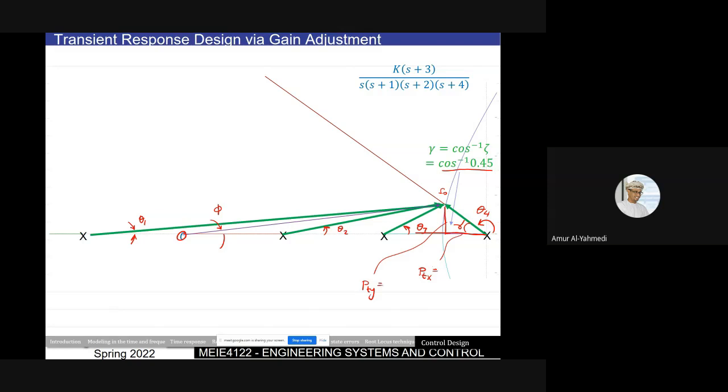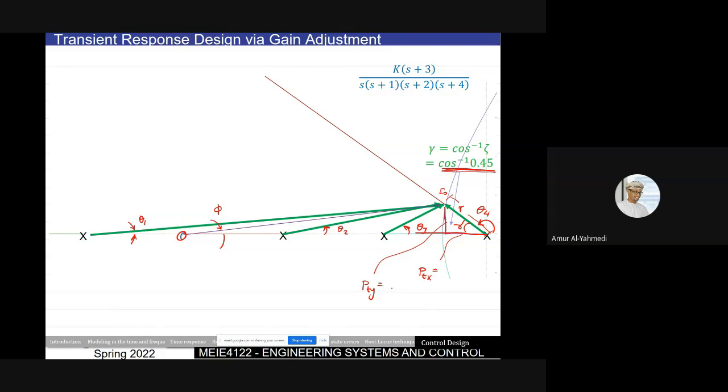What is PTX? If you know gamma, and let's say this is R, this length from here to here is R. So what is PTX? The angle, we know it. We know gamma. Gamma is cosine inverse 0.45.